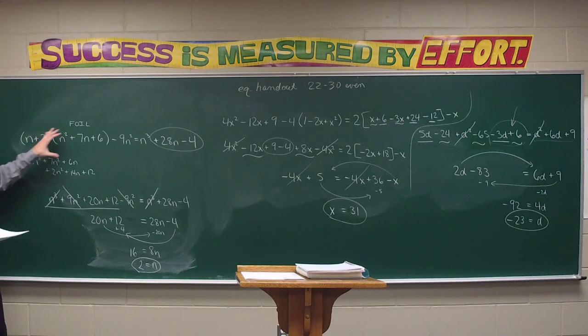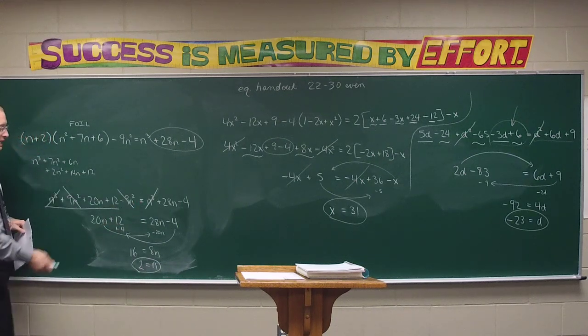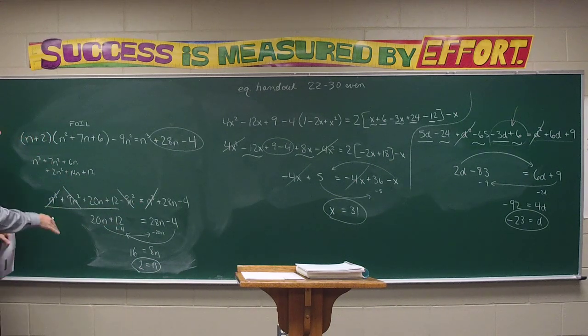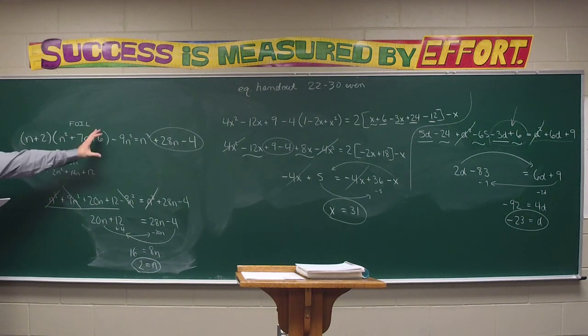So the initial steps really were the hard part. After that, a lot of stuff cancels. It becomes pretty easy. 20n moves over as a negative to get 8n. 4 moves over as a positive to get 16. And it's 2. And we got 2 for number 28. All right, questions on 28? Does it make sense? 3 binomials in a row, foil 2, then double distribute the second.